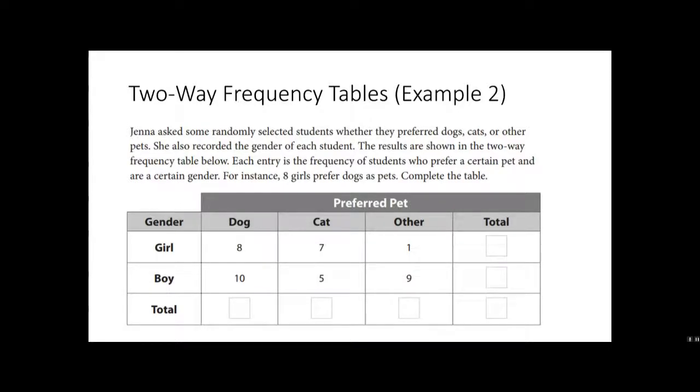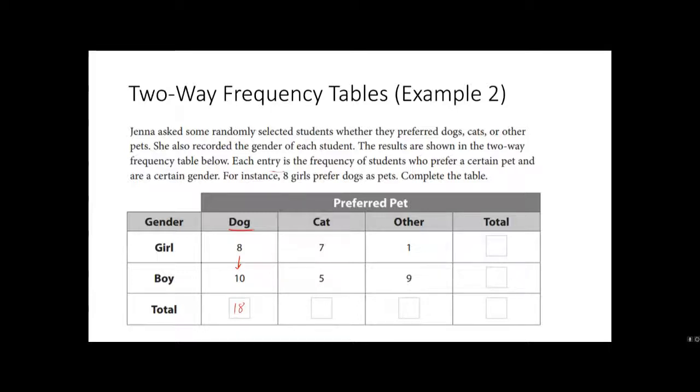Jenna asked some randomly selected students whether they prefer dogs, cats, and other pets. She also recorded their gender. That's another variable that some people consider when they take polling information. The results are shown in two-way frequency tables. All right. So let's see. How many people like dogs? Well, we'll go ahead and add up the 8 and 10. So it looks like a total of 18 humans liked dogs.